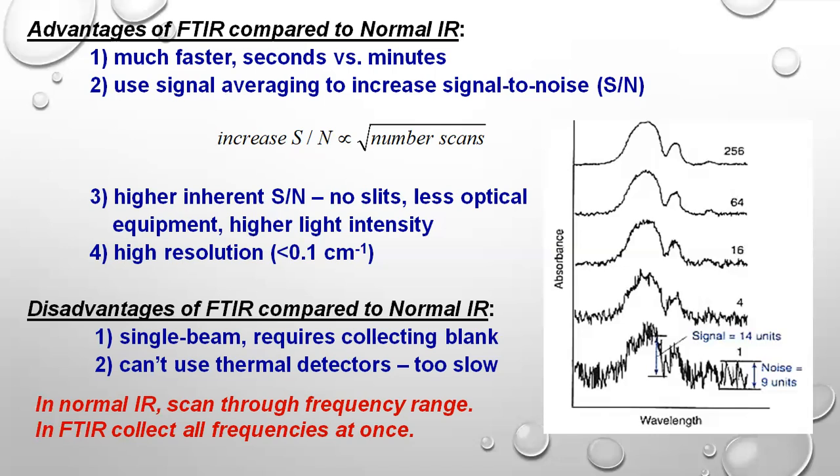But the disadvantages of FTIR as compared to normal or conventional IR: it is based on a single beam, requires collecting a blank, and can't use thermal detectors. And the detectors used in the FTIR are comparatively slow working. So in normal IR, we scan through the frequency range, and in FTIR, we collect all frequencies at once. That is known as the pulse technique. In the pulse technique, all the excitations occur simultaneously.